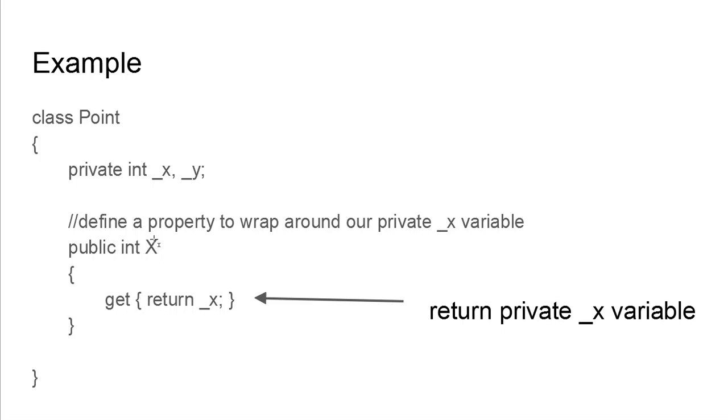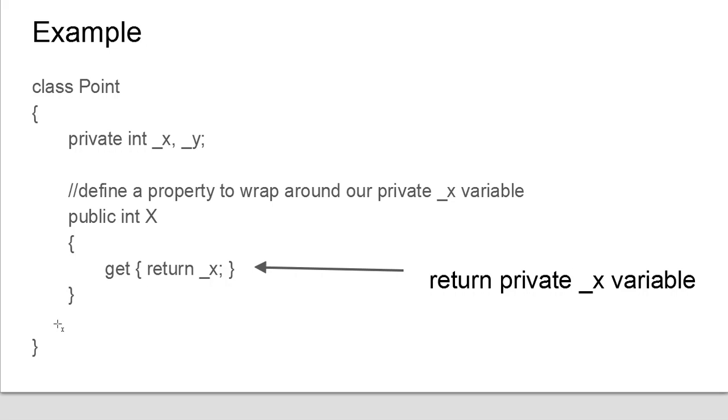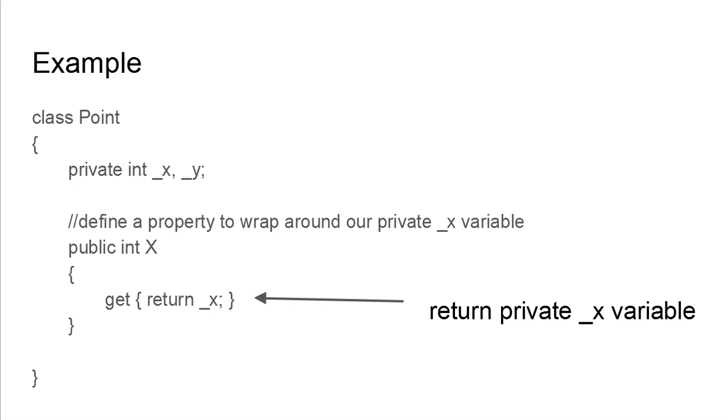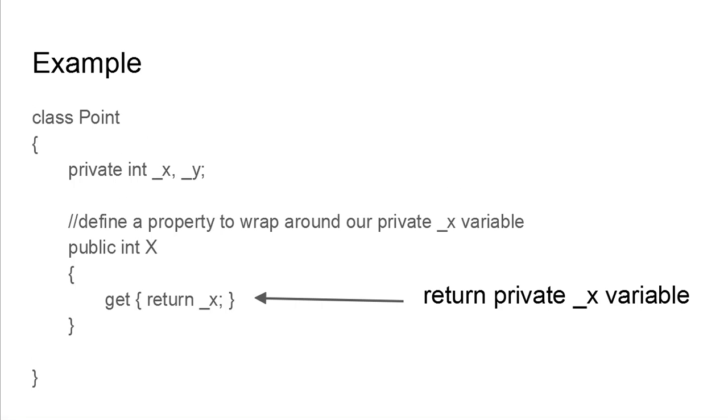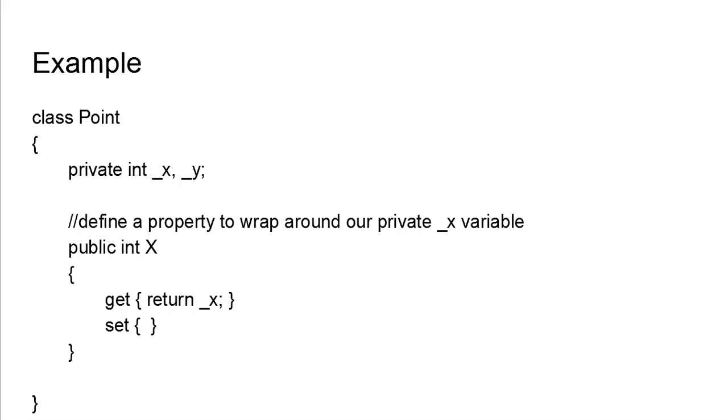So someone will interact with X, but what's really going on is the getter is being called under the hood, right? This is kind of a convenience notation. And then what about if somebody tries to set X? Well, let's add a setter and see what that looks like. So set, and then our curly braces, and then let's put the code in there that sets X.